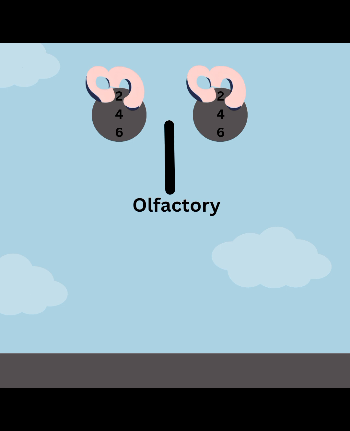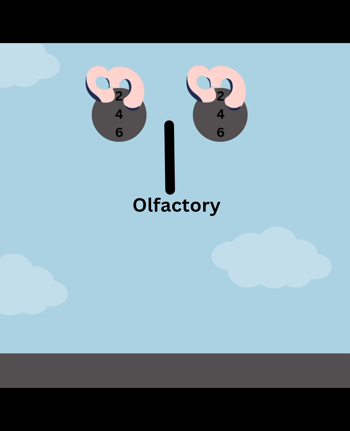What is the role of the third cranial nerve? The third cranial nerve actually supplies all the extraocular muscles except SO4, that is superior oblique, which is supplied by 4, your trochlear, and lateral rectus, which is supplied by 6, that is abducens.